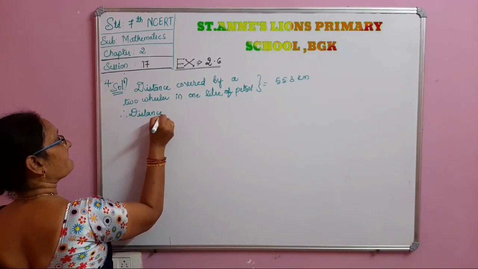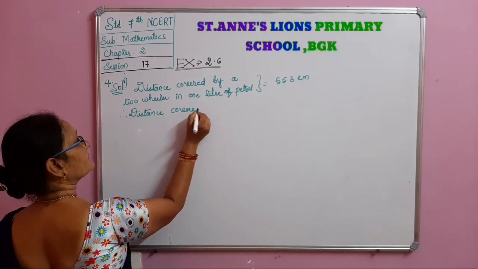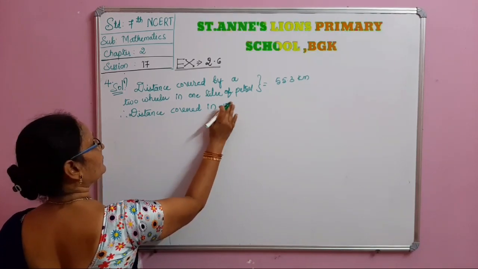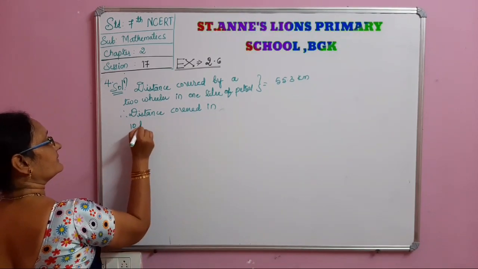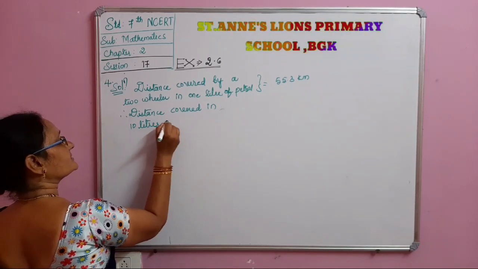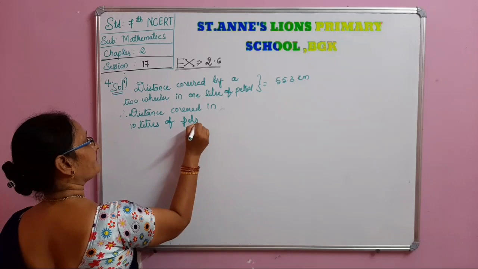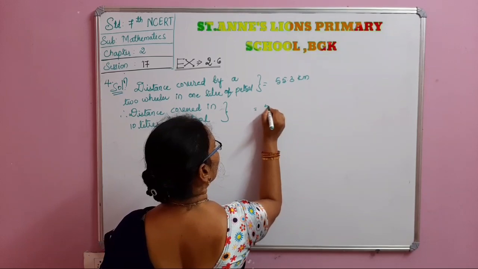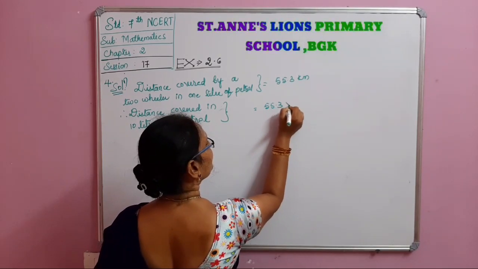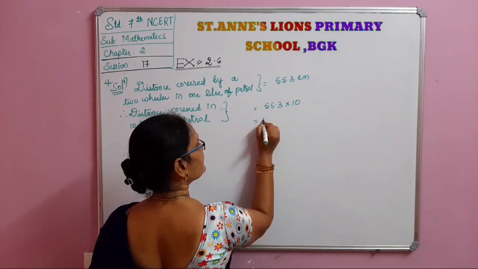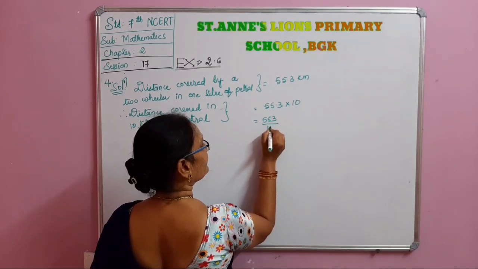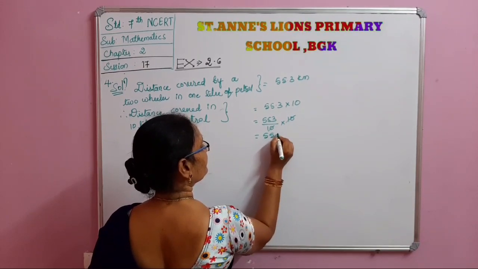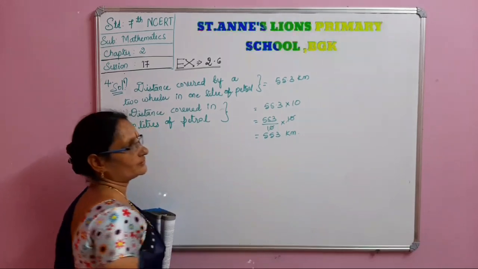Therefore, the distance covered in 10 liters of petrol is equal to how much? 55.3 into 10. So this is 553 by 10 into 10. So that is 553 kilometer that the two-wheeler covers.